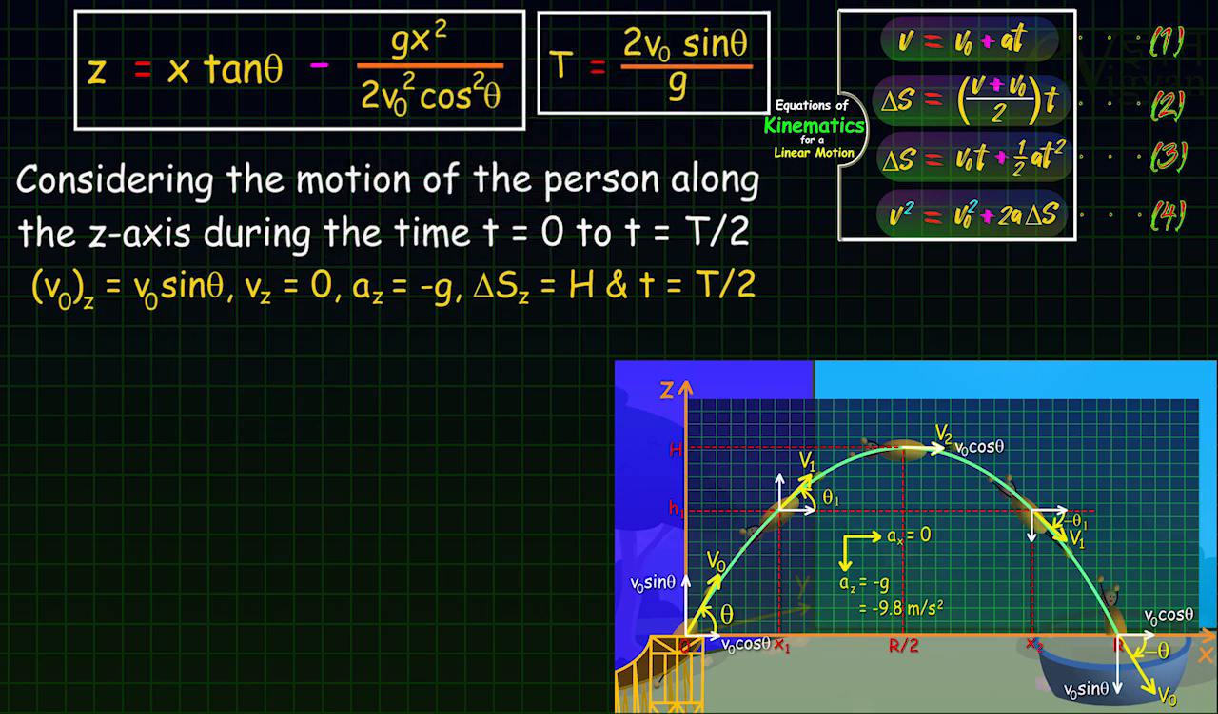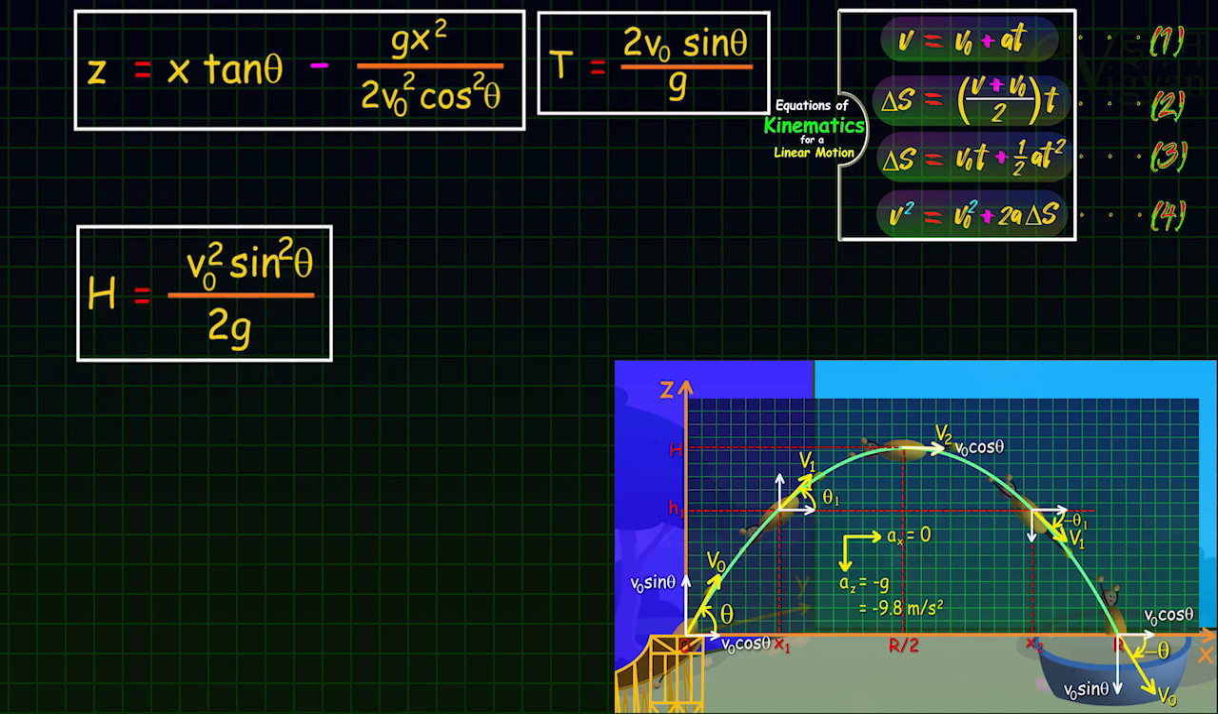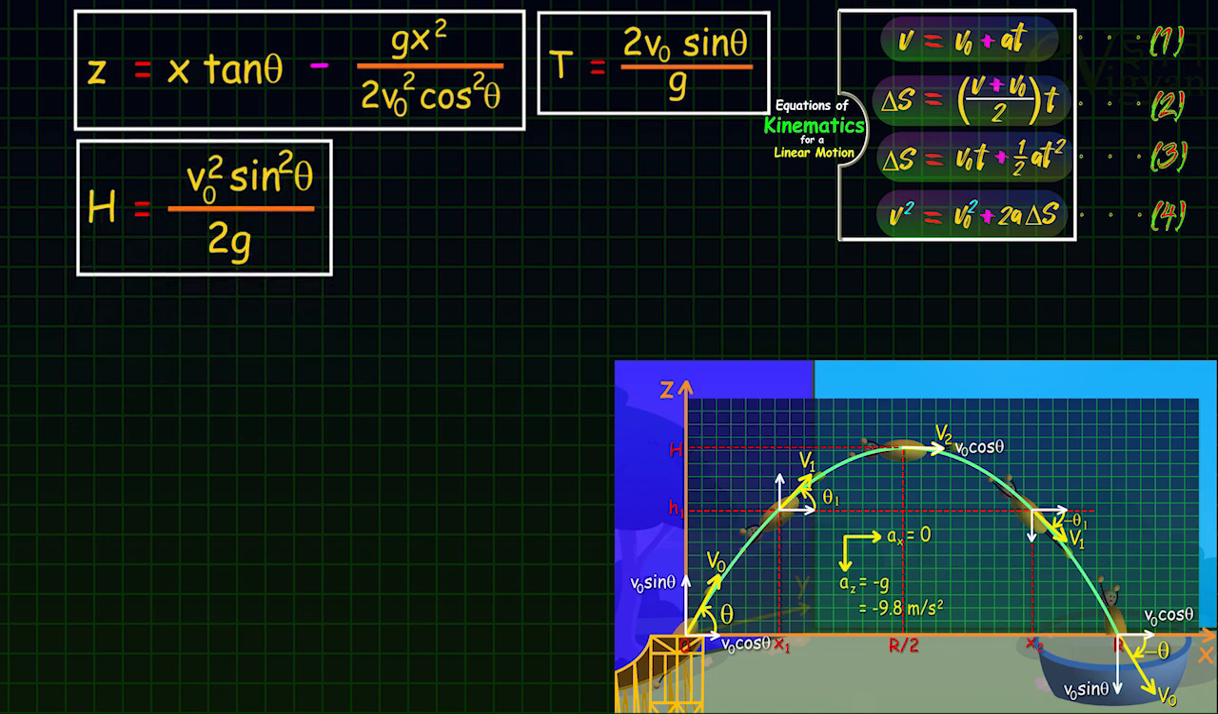By using equation 4, you can write vz² = v₀z² + 2 az Δsz, that is 0² = (v₀ sin θ)² + 2 times (−g) times h. And finally, you can get h = v₀² sin² θ / 2g. This is the formula for the maximum height.